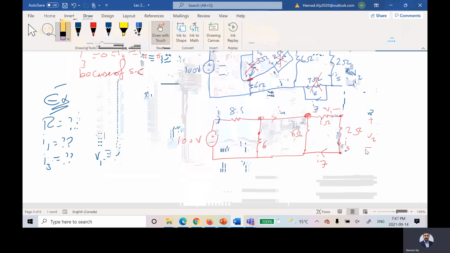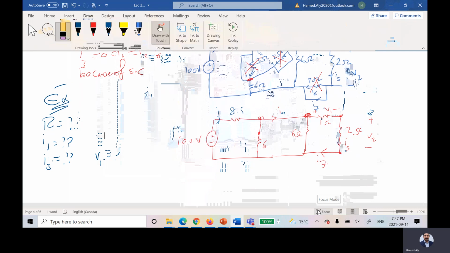So I'm going to solve such a problem by using KCL and KVL. But by using KCL and KVL, I'm going to write many equations. If you try to solve this problem by using parallel and series, and this is what I will show you tomorrow, it will be easier. But right now, I'm going to solve it by using KCL and KVL.